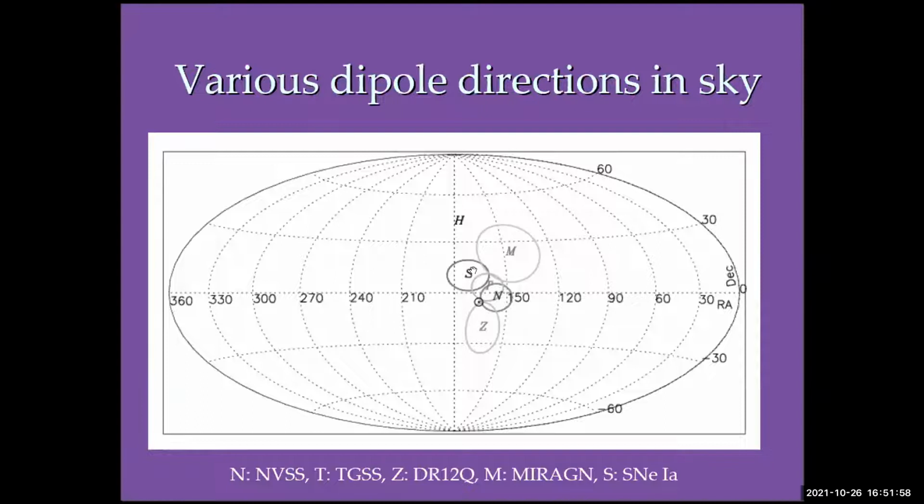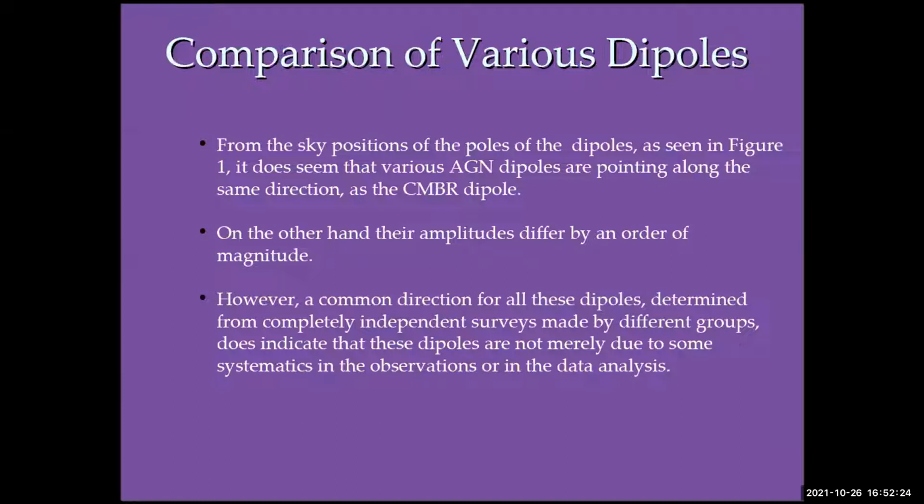Now, these are directions, and in the center, with smaller errors, almost no errors, is the CMBR dipole direction. So these dipole directions seem to be within about 2 sigma of the CMBR. In fact, these three seem to be falling within 1 sigma of that. So it does seem that the directions of the poles of various dipoles, AGNs or even supernova, are the same direction as the CMB dipole. However, their amplitudes differ by almost an order of magnitude, anything from 2 to 10.